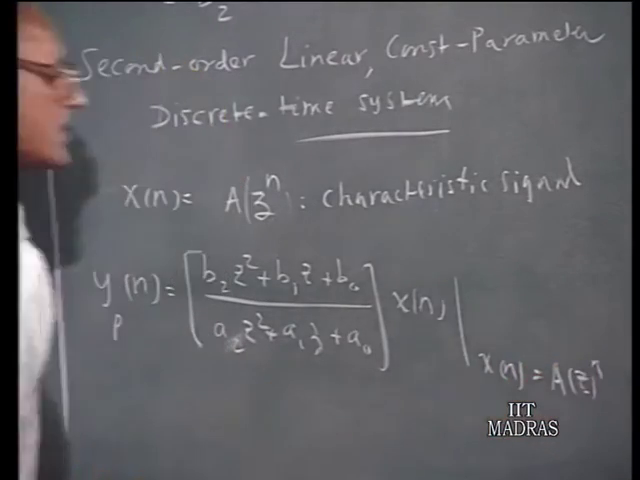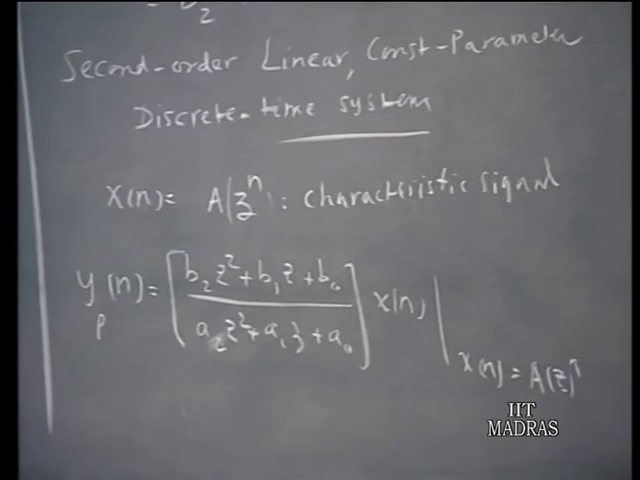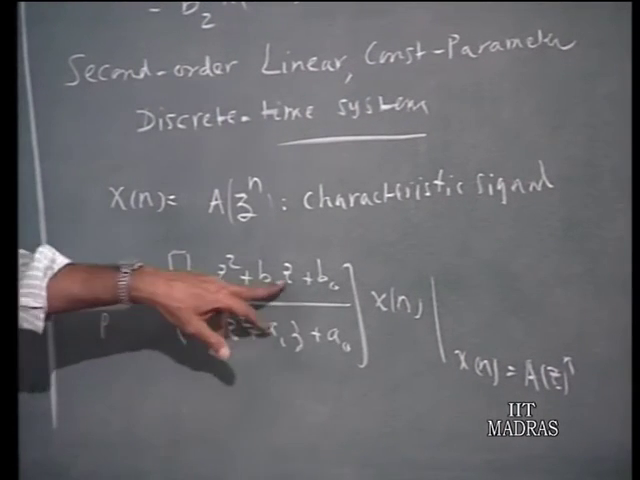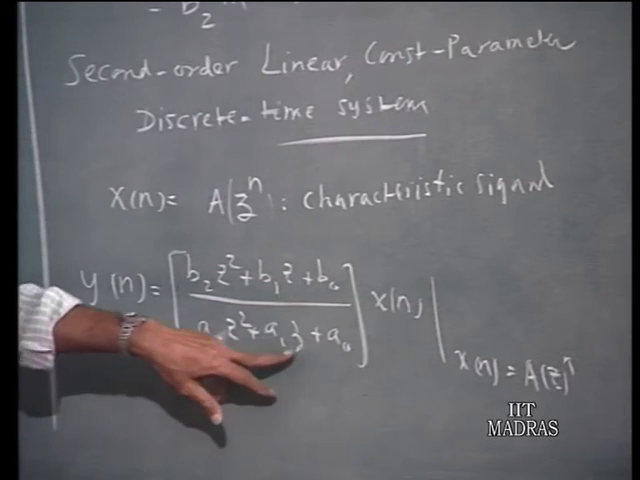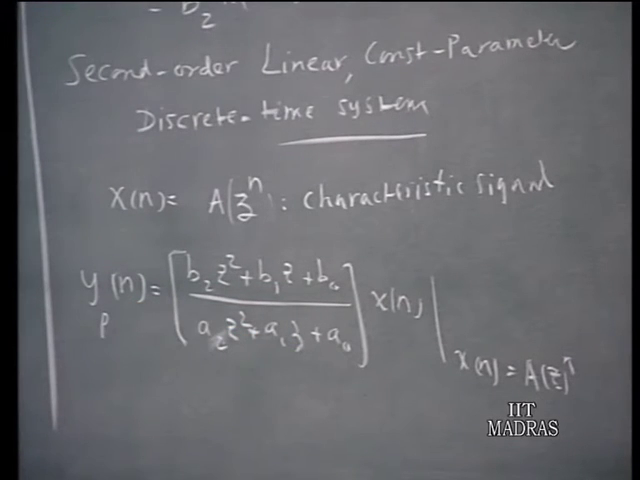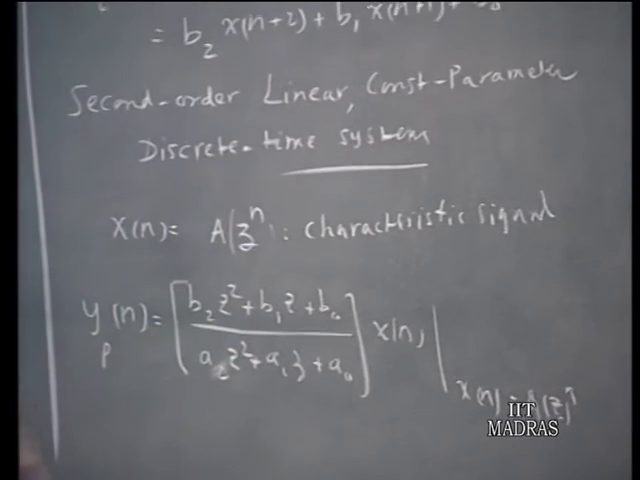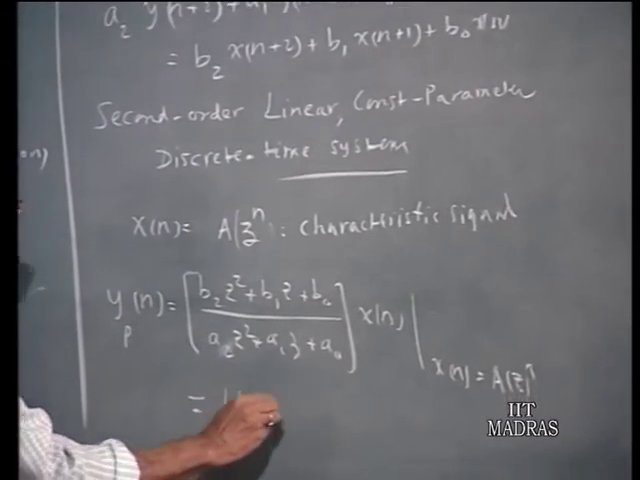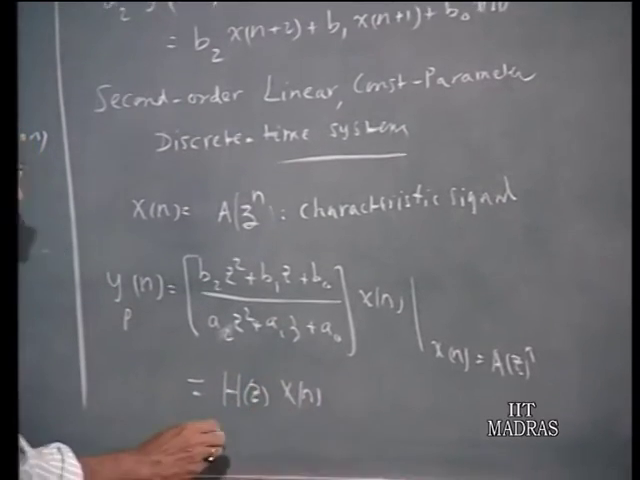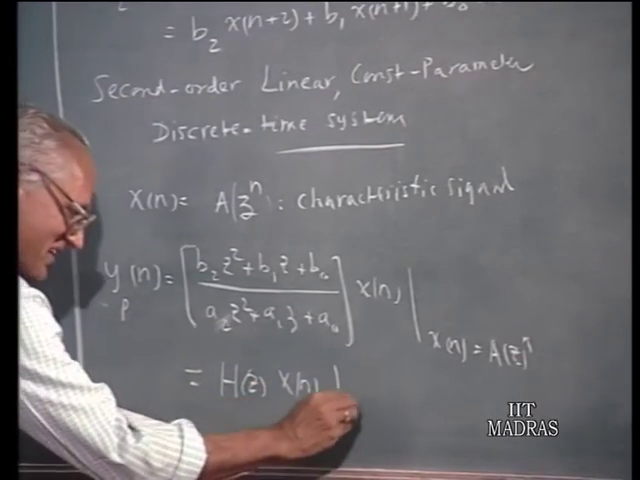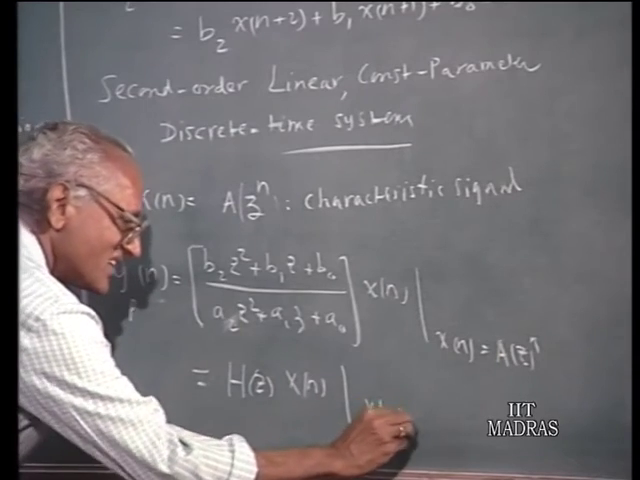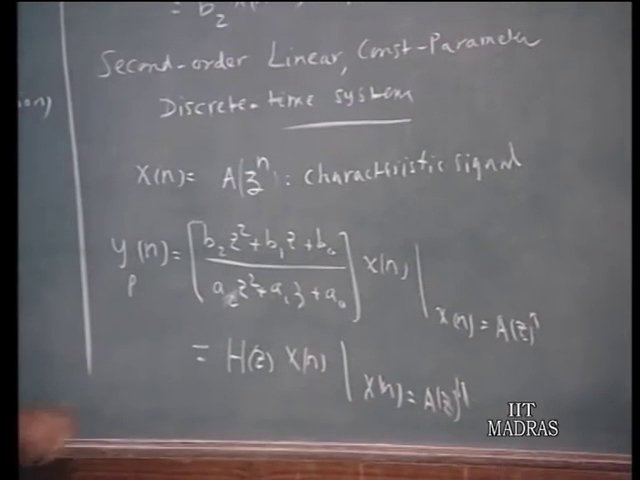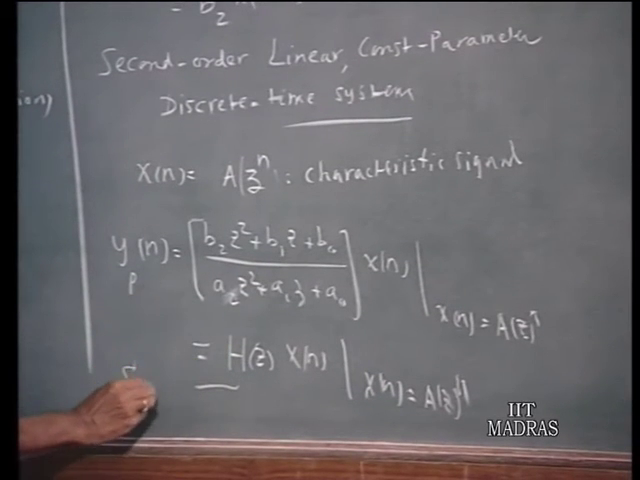So, if x of n is a characteristic signal, the forced response of the second order discrete time system will be (b2 z squared plus b1 z plus b naught) by (a2 z squared plus a1 z plus a naught), just in the same way as we had in the continuous case. From these coefficients you form these two polynomials, and we will write this as H of z, where, once again, x of n is a characteristic signal, z to the power of n, and H of z is called again the system function in this case.